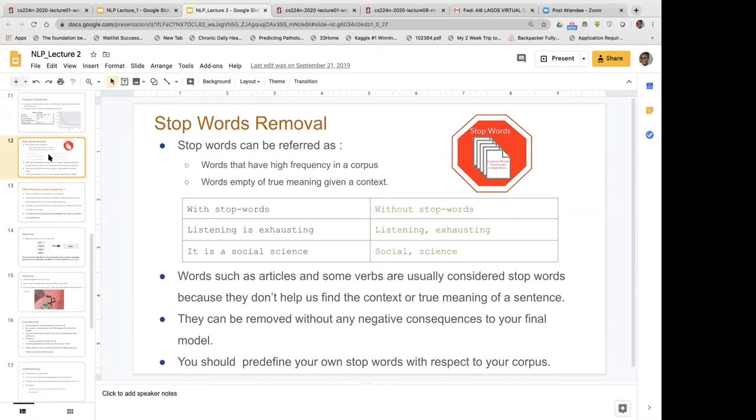So when you have words that are highly frequent in your corpus, words that really do not affect your model. In some applications you can have words like verbs, words like "the", words like "is". There are some verbs that would not make any meaning, that would not really affect your model prediction. So you can remove those words to reduce the computational expense of your model.